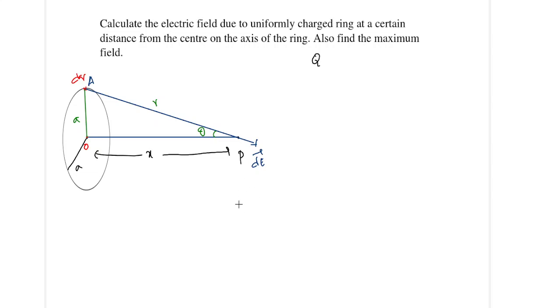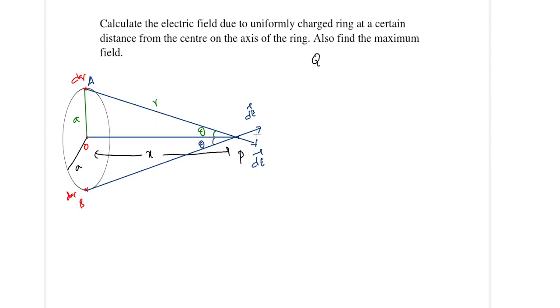Now we'll find another small element which is exactly opposite to this element at A. Somewhere here we find one more element at the point B, and let the charge on this also be dq. Even this would create a field, and this field again would be outwards because it is charged positively. So the field from here would be in this direction. This would again be dE, and this angle would also be theta.